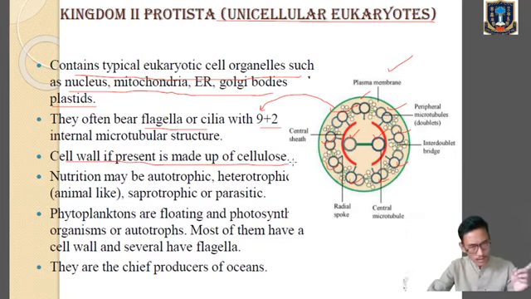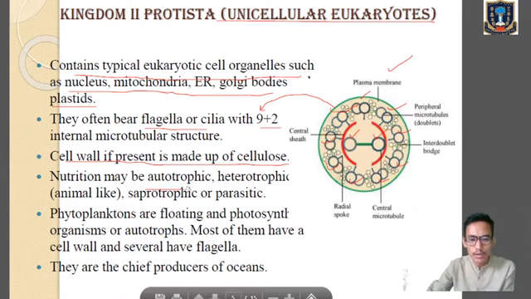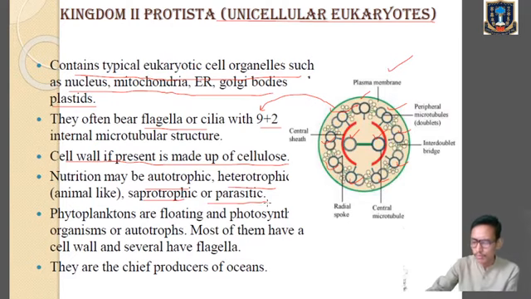So I can remember, in case of monerans, it was made up of peptidoglycans. But in case of Protista, cell wall, if present, is made up of cellulose. Nutrition may be autotrophic, heterotrophic, saprotrophic, or parasitic. Now, I am not going to define each and every term because I have already discussed them in the first class. So kindly go through the first chapter, and you will get the clear concept about these terms: what autotrophic means, heterotrophic means, saprotrophic means, and parasitic means.